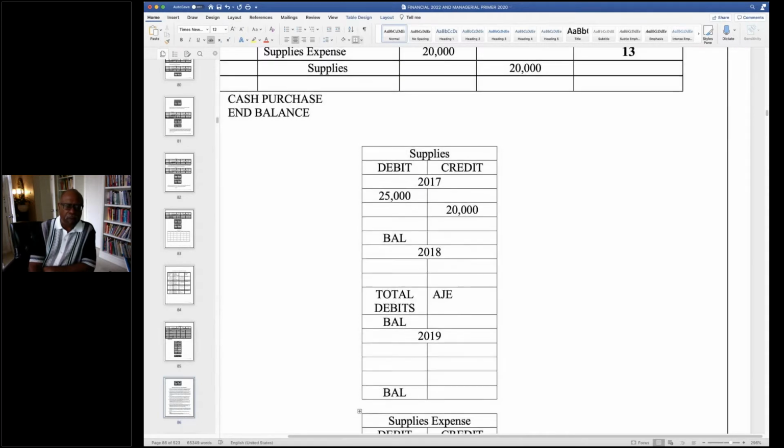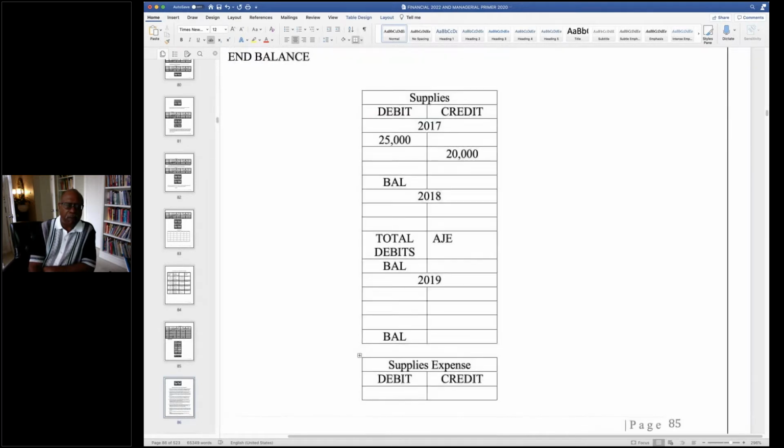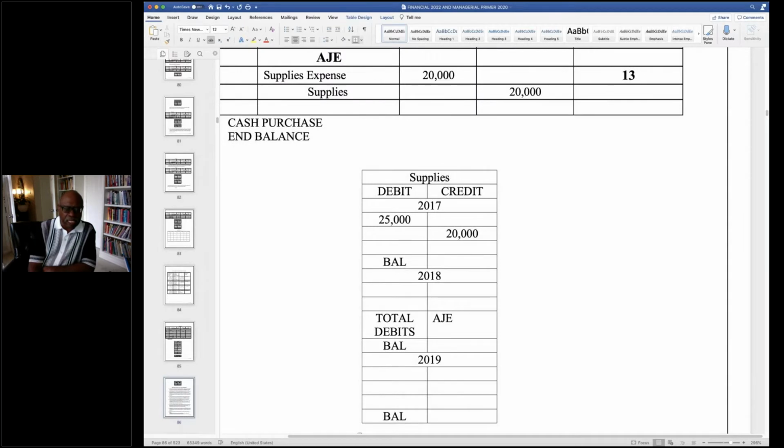These accounts go from year to year, 2017, 2018, 2019. So the supplies account keeps running with a balance. And the balance in the supplies account right now is what? 5,000. Any question by anyone on this? Yes, I have a question.